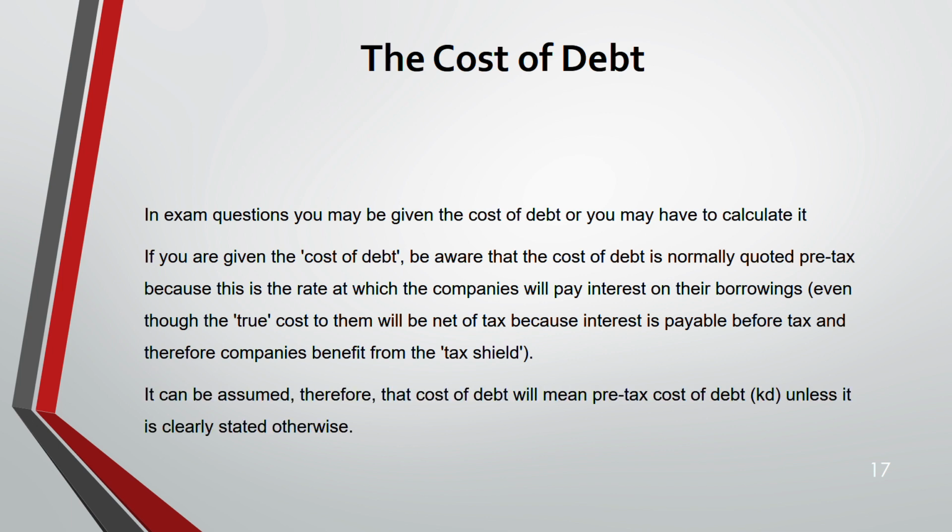Then it can be assumed that cost of debt will mean pre-tax cost of debt unless it is stated clearly otherwise. Yes, if they do not say anything about the debt, whether it's pre-tax or post-tax, you assume it is pre-tax only, before tax. But if they specifically tell you this is post-tax, that it has been adjusted for tax, then you do not adjust it for tax again. Most of the time, based on my experience, the cost of debt that they give you is before tax. You have to adjust it for tax.